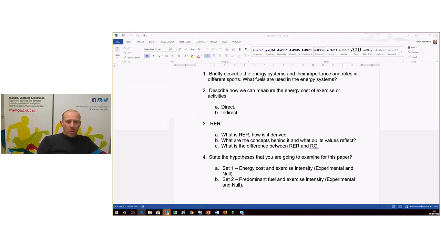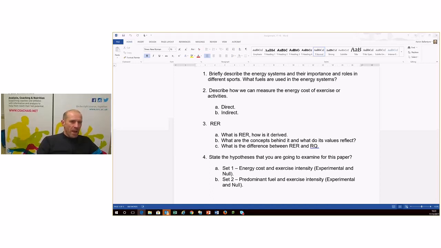So then the difference there I said between RER and RQ, we measured RER, which is the exchange at the mouth. RQ is something different, so come up with the answer for that. Again, those equations are very useful. Okay, make sure you put in how RER is worked out, how it's derived.